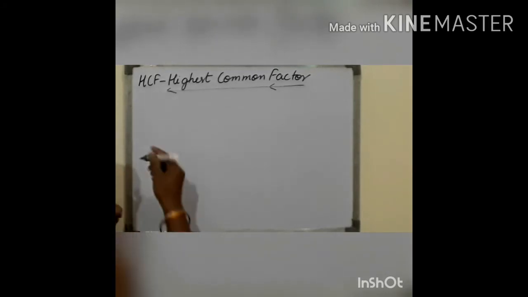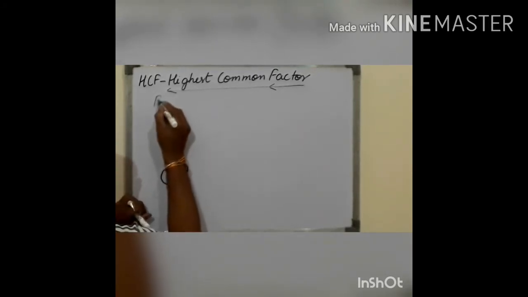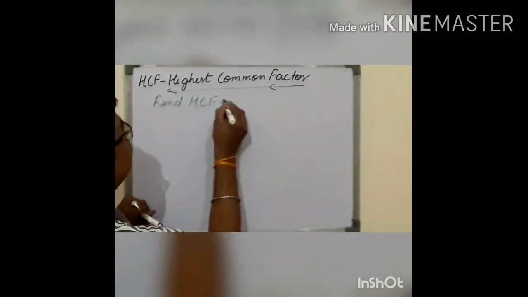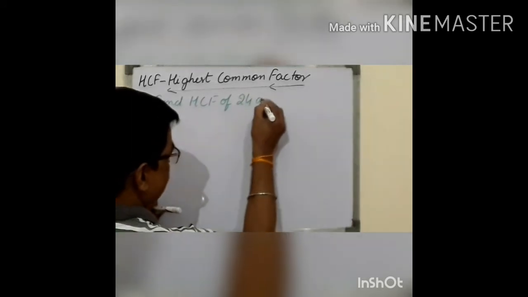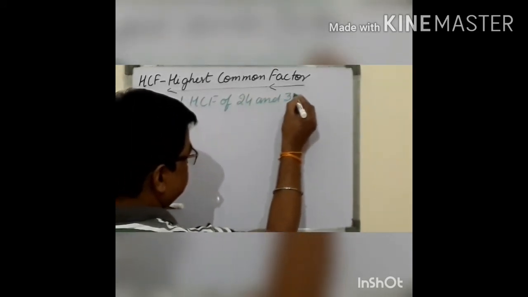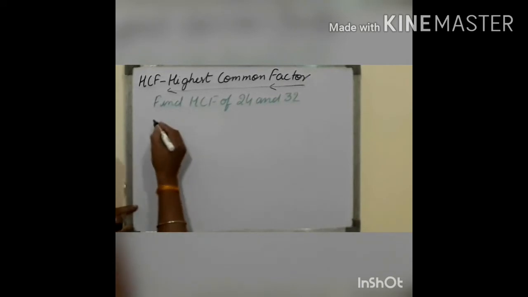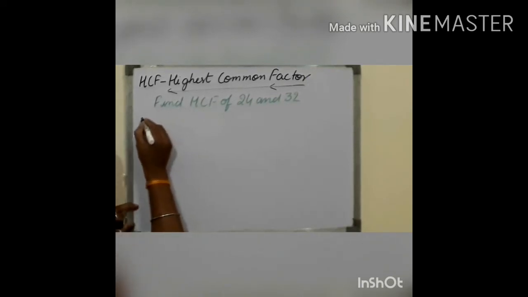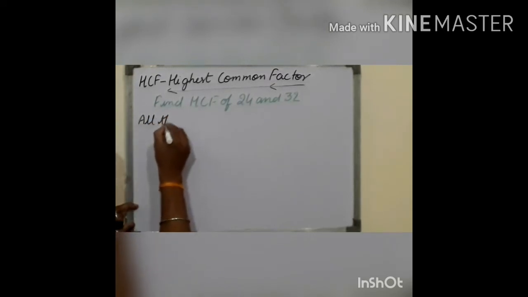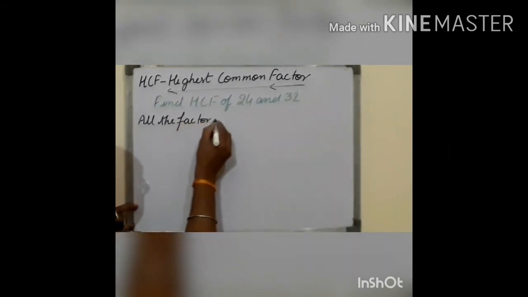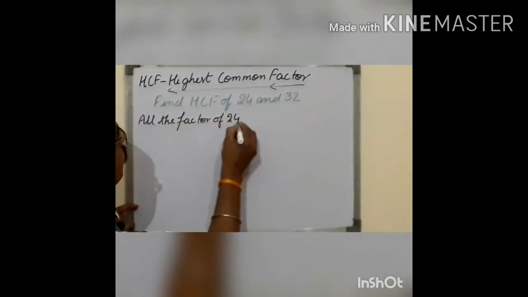Just take a question. Find the HCF of 24 and 32. So first of all, we will write all the factors of 24. We will find out all the factors of 24.